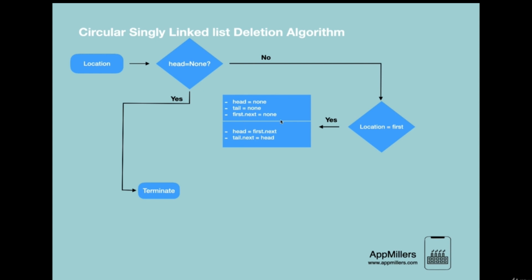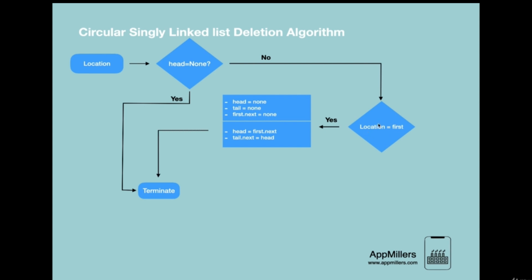Now the second case over here is if we have more than one node in our circular single linked list. In this case, we need to change the head reference to the second node. By setting head to the first node's next reference, we are creating a link between head and the second node. Then we need to change the reference from the last node to the first node. So if we set tail next to head, it creates a link between the last node and the second node over here. Now the second node is our first node. Then after completing these steps, we terminate our algorithm.